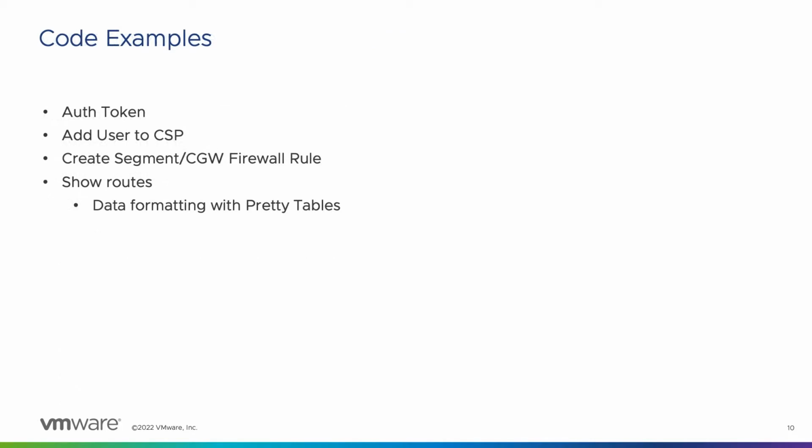And so for the code examples, what are we going to be going through? Well, Tom is going to be showing you first and foremost how to get your authentication token, or what you'll see referred to as your refresh token. And then he's also going to show you how to add a user to the cloud services portal. I'll be going through and showing you how to create a segment and a firewall rule, as well as gathering those T0 routes from the default edge within NSX-T, and then formatting that data with pretty table so it's really easy to sort through and see. So I'll hand it over to Tom to talk through the first example, authentication tokens.